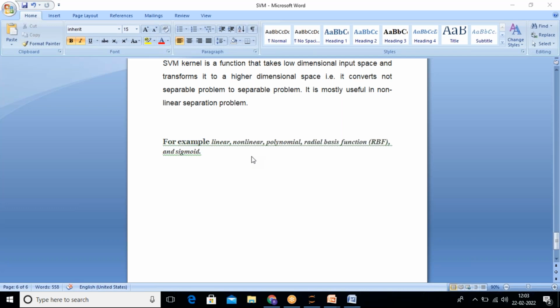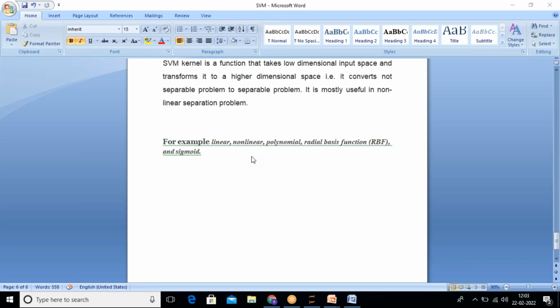After that you have polynomial. What is polynomial? It is also a generalized representation, but it is not preferred, as it is not efficient and not accurate. So don't prefer polynomial.